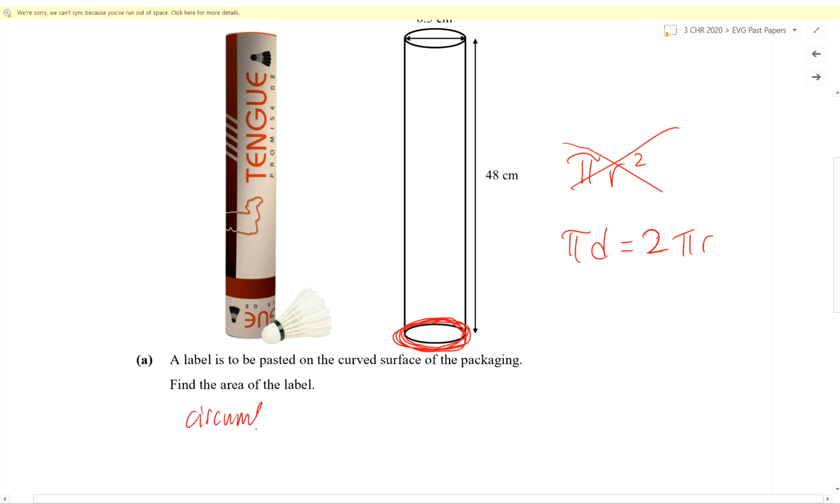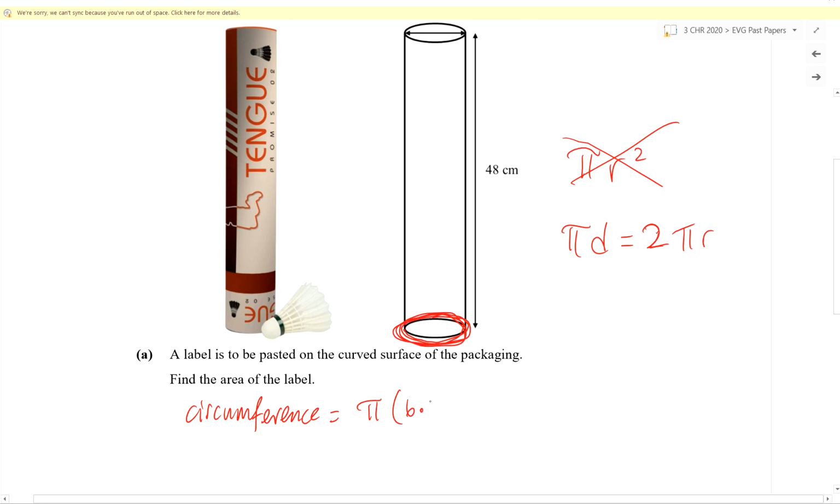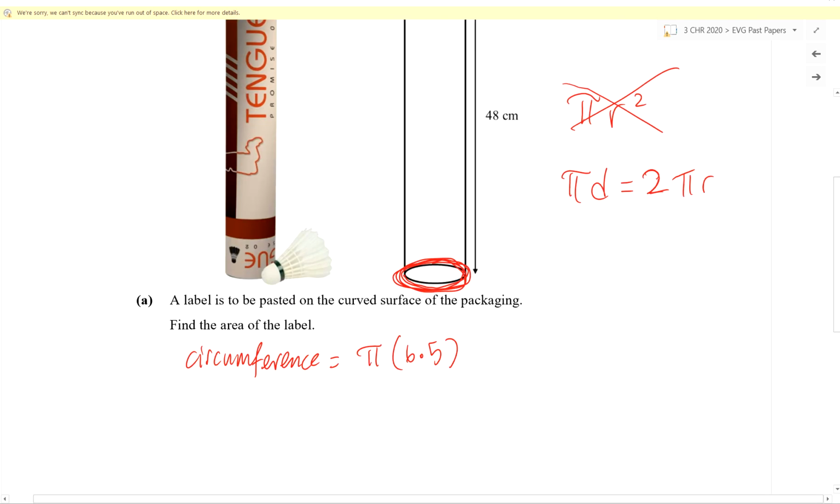Circumference, which is also the perimeter, is pi times 6.5 cm. And now we're going to multiply this with 48 to get a curved surface area, just the curved part. Area equals 6.5 pi multiplied by 48.